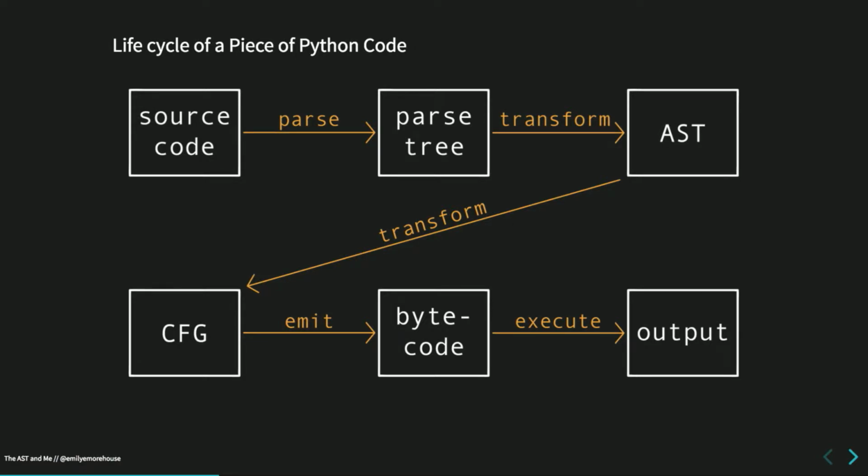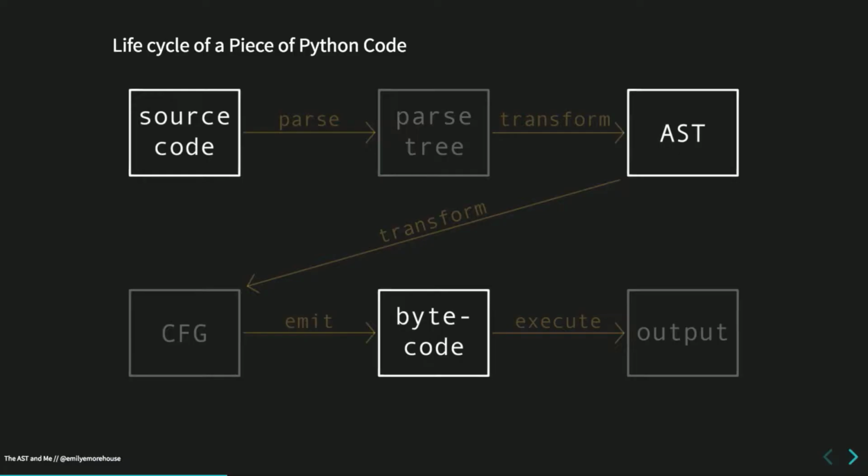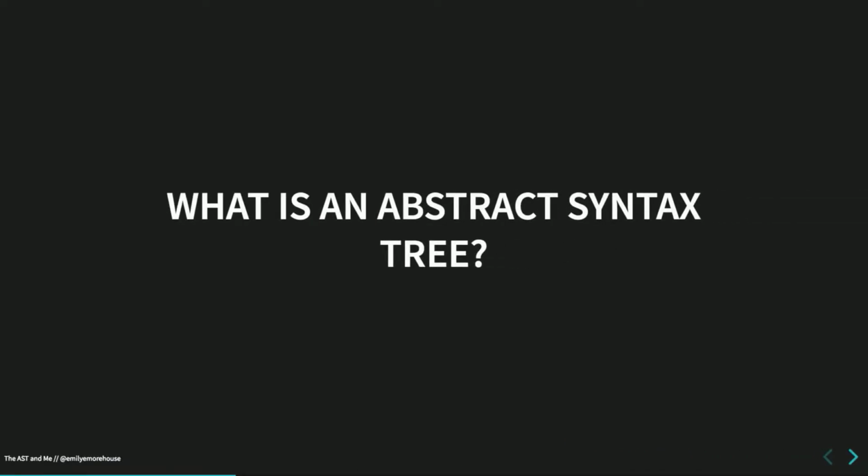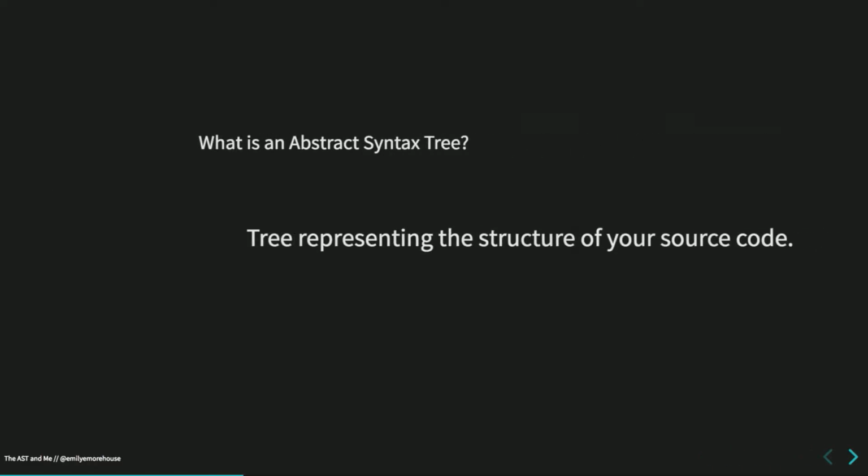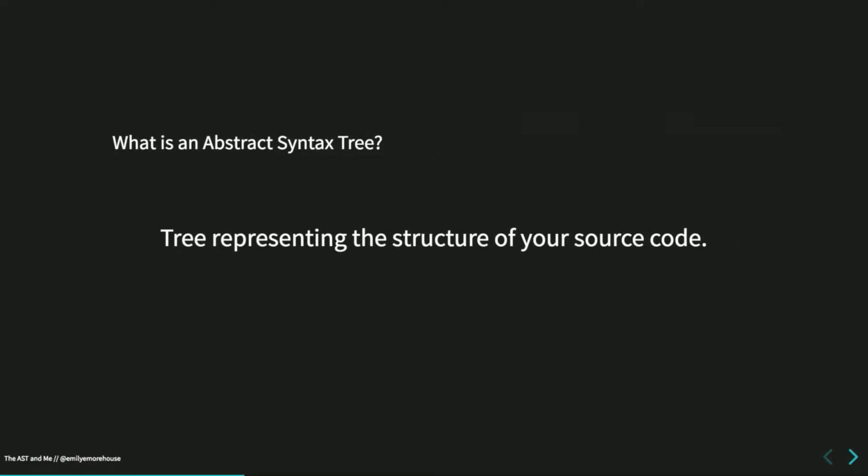Now, this is quite the process with some very intricate steps, so we're going to focus on just a few key parts of this process, namely our source code, the AST, and our bytecode. So let's back up a couple of steps. So what actually is an abstract syntax tree? So an abstract syntax tree is a tree that represents the structure of your source code.